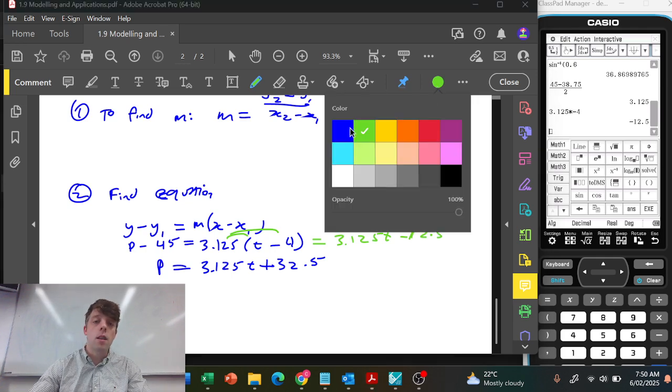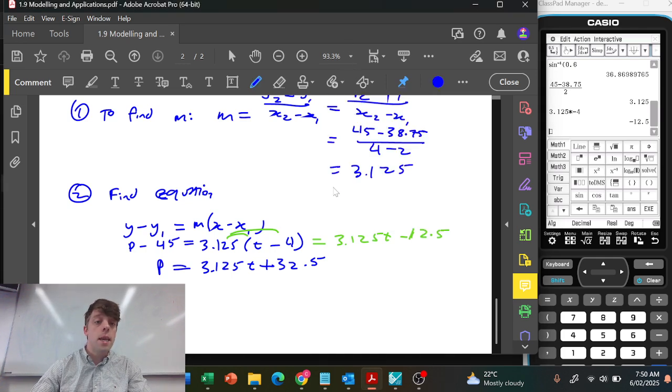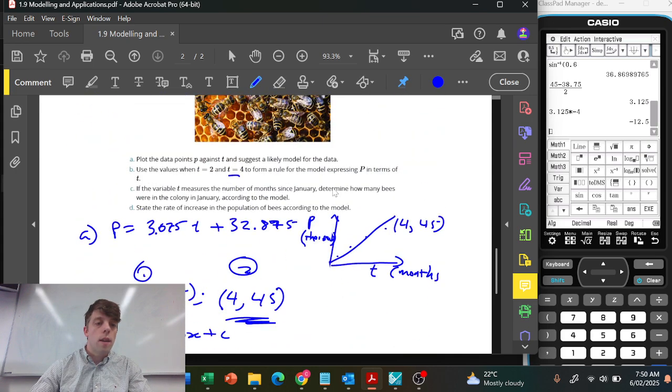All right, so that there is the equation, and that's the answer to B. So that is a model for P in terms of T. All right, so now the question says, if the variable T measures the number of months since January, determine how many bees were in the colony in January according to the model. So we'll always just take the most recent thing as what we are looking at here.